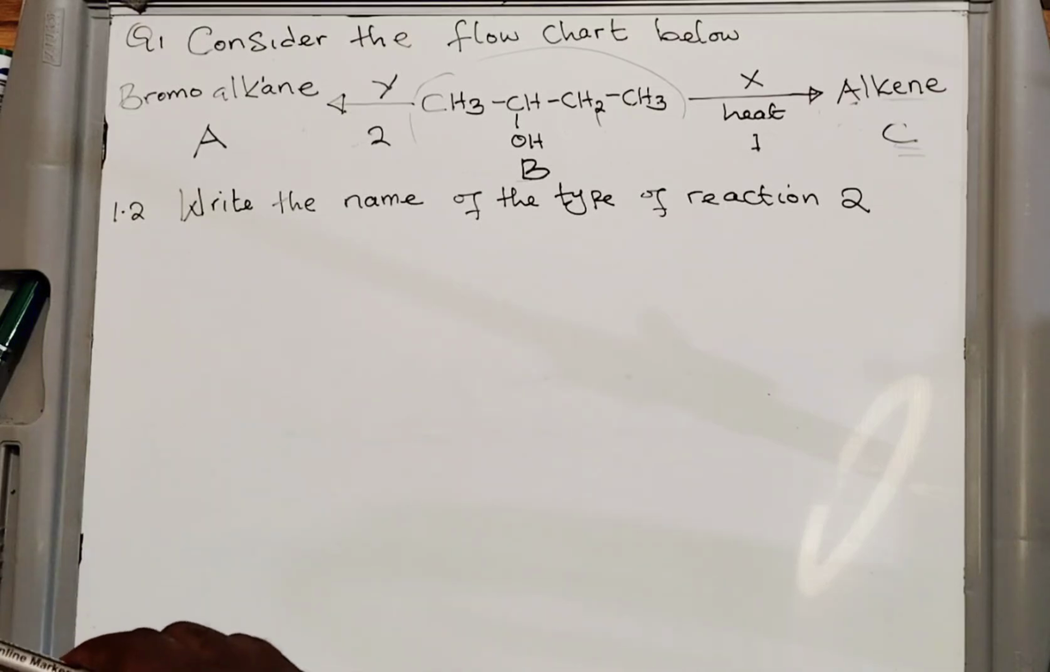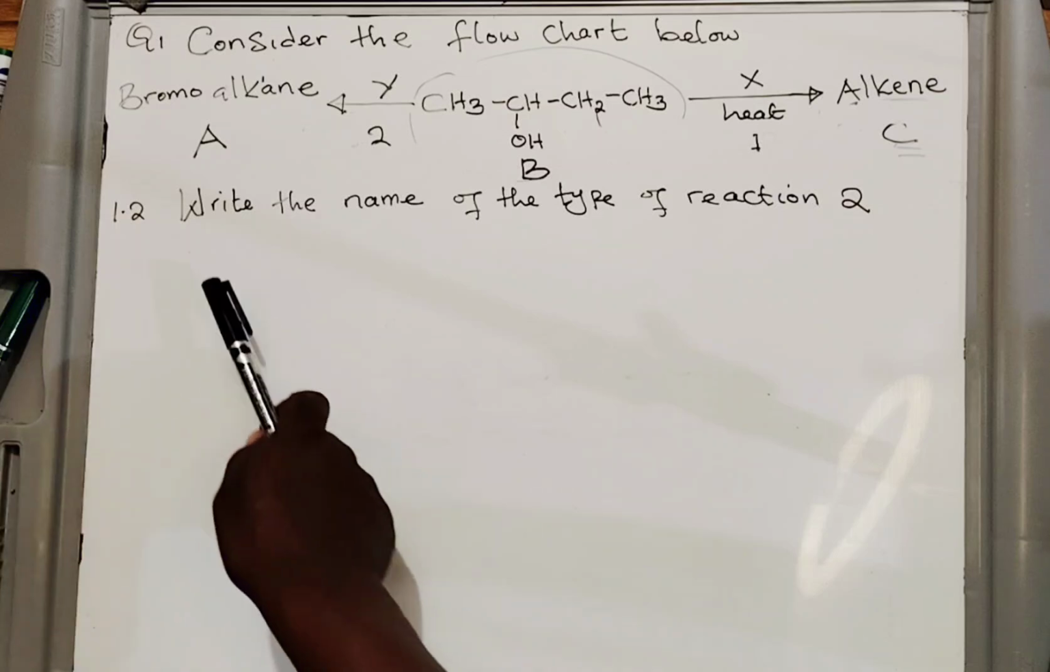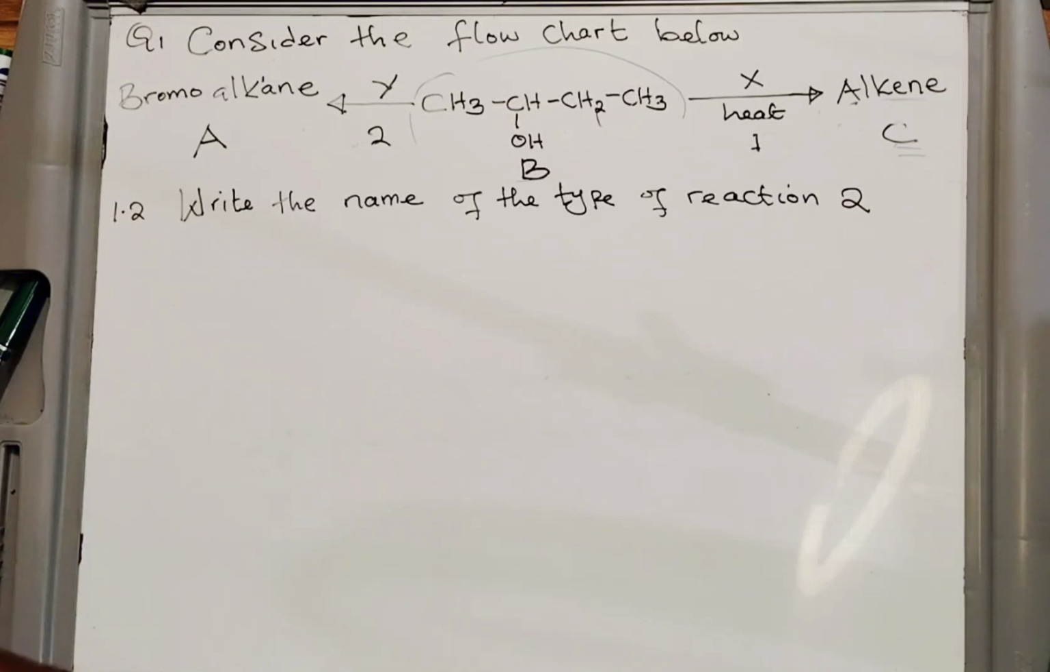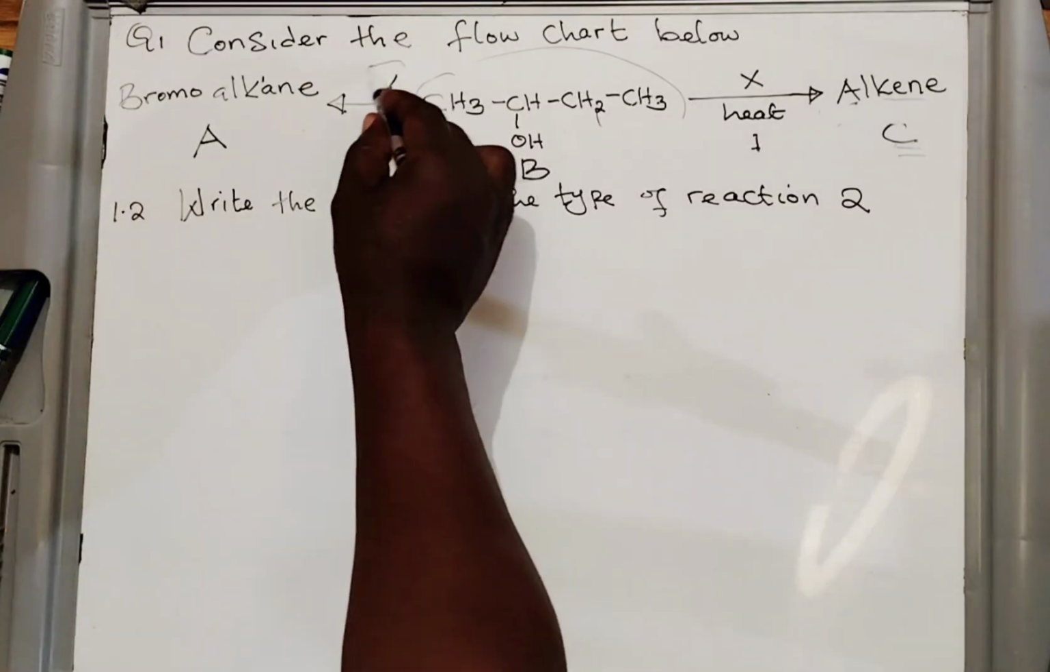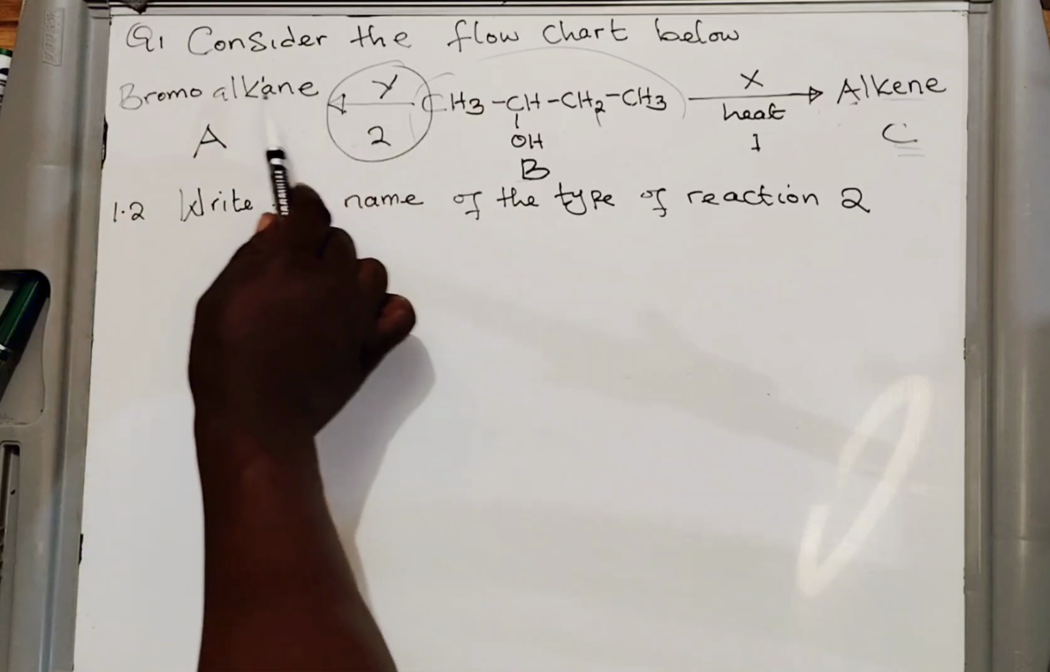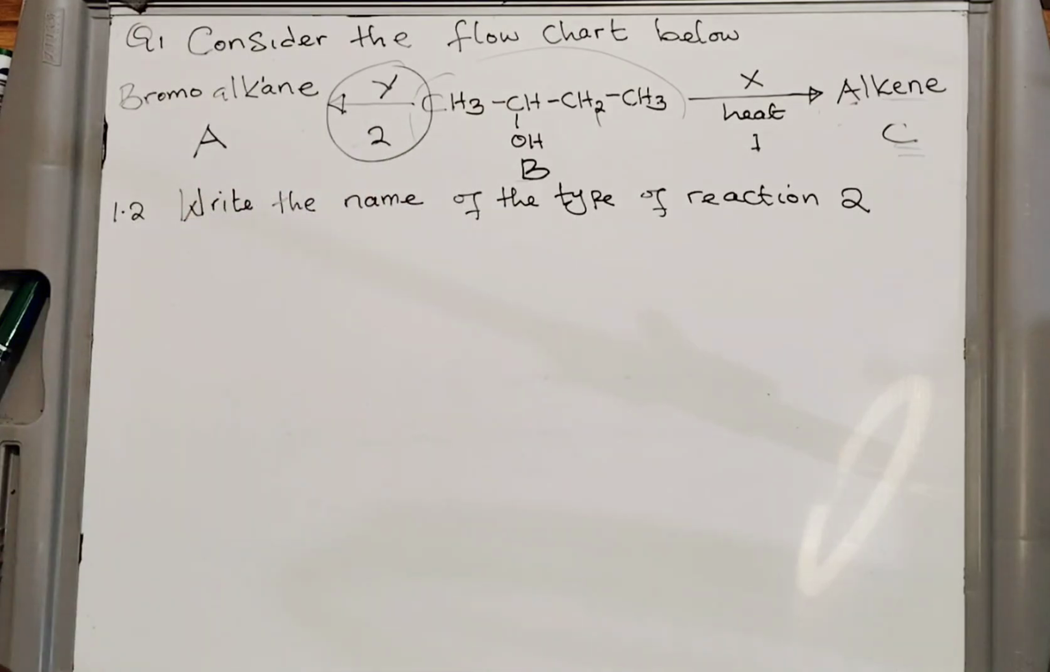So you're still battling with this question. It's part 3 now. We want to exhaust all the alternative questions which can come here to give you a chance. It says, write the name of the type of reaction 2. So what we have here is the reaction 2, where alcohol is being converted into bromoalkane. Okay, that's the reaction we are having. So what type of reaction is this one?